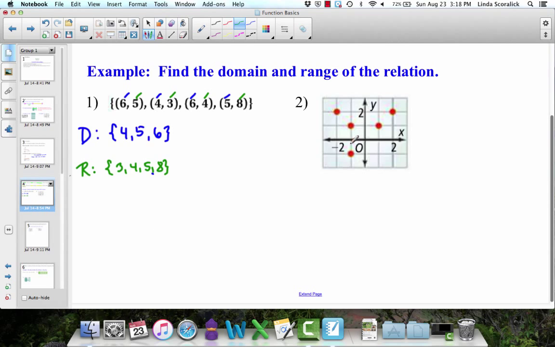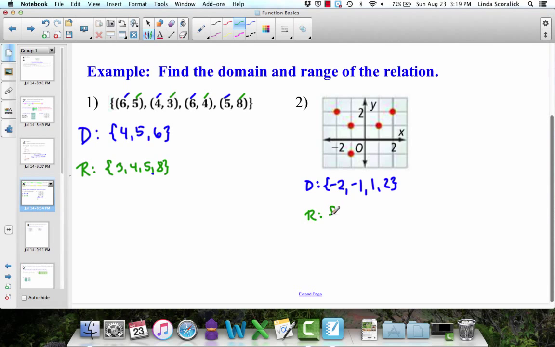Looking at number 2, this one gets a little bit harder. We're still just identifying x-coordinates versus y-coordinates, but because they're points on a graph, you first have to identify the ordered pairs. What I like to do is I start with the domain, and I go to the furthest left point here, which would be an x-coordinate of -2, and I just work my way across the graph. And the x values that I noticed there were -2, -1, and 2.